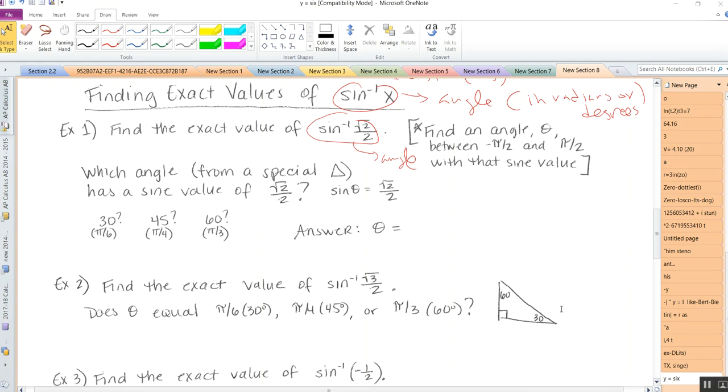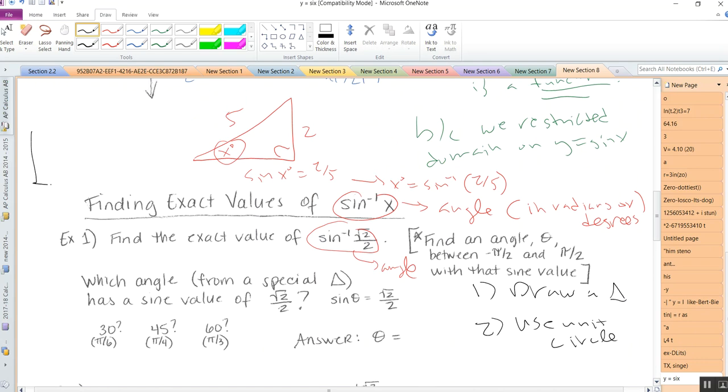Okay, so find the exact value of inverse sine of root 2 over 2. So what you could do is draw a triangle and work it out, or you can use your unit circle. Now, if you draw a triangle, hopefully you can see, I'll draw a triangle like right here. So that's going to equal theta.